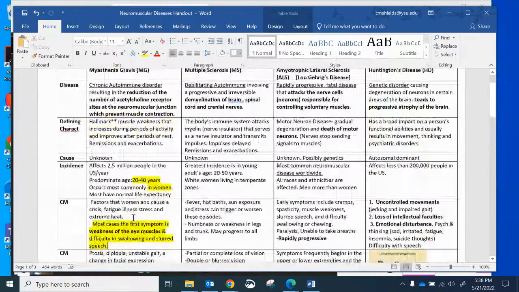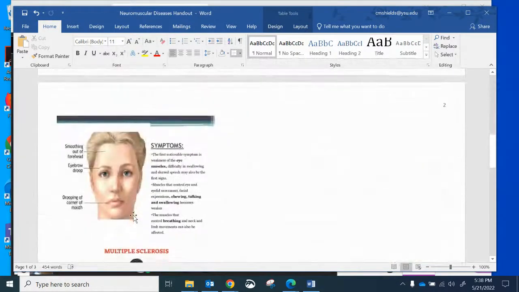And so for myasthenia gravis, the picture I have here shows some symptoms. Remember, we talked about the first noticeable symptom being weakness of the eye muscles. So we tend to see this droopiness of the side of the face. This side is smooth up here. The wrinkles are gone.